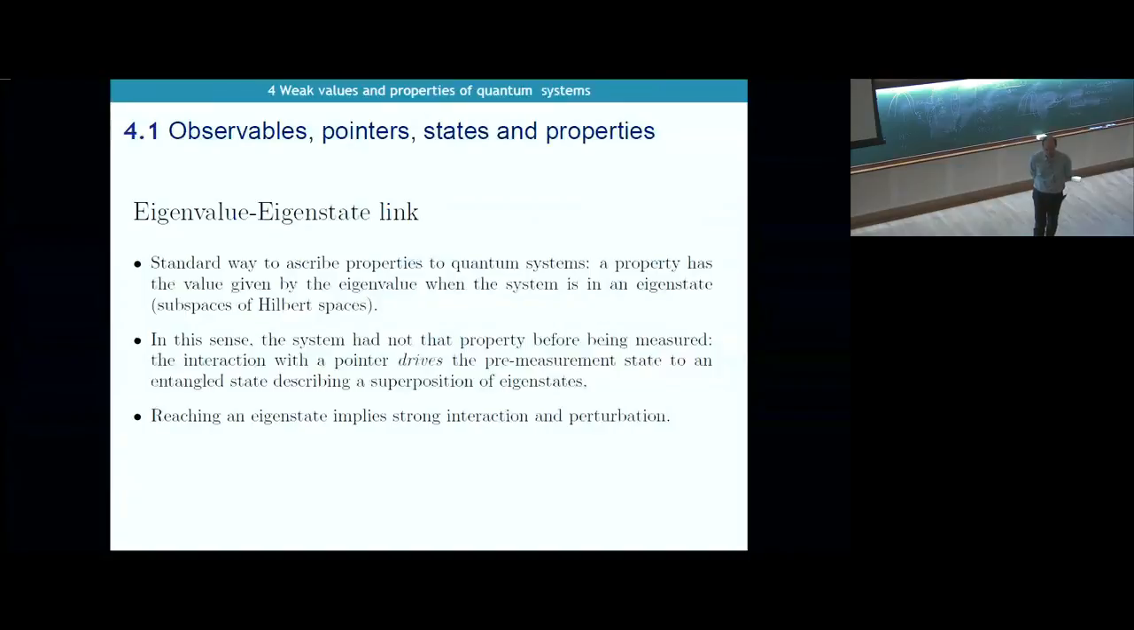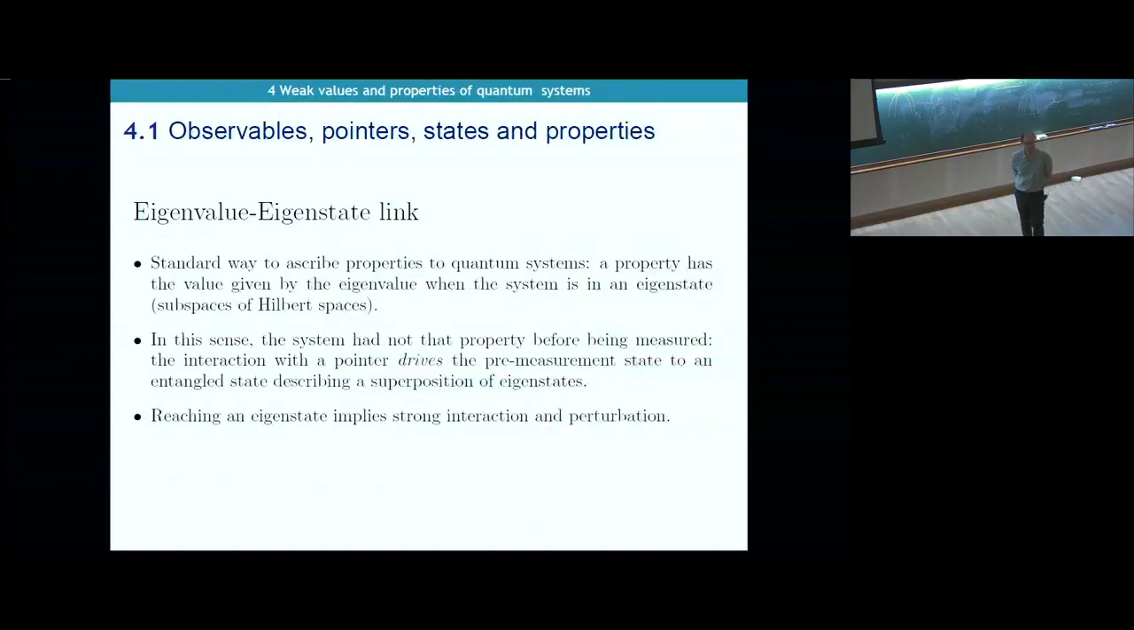So if we just pause for a second and try to think about the difference between eigenvalue and weak values, then as you know, in standard quantum mechanics, we say that a given system has a property when the value of that observable is an eigenvalue, and that means that we're in an eigenstate of that observable, which is an operator in Hilbert space. So this corresponds to a given subspace of the Hilbert space.